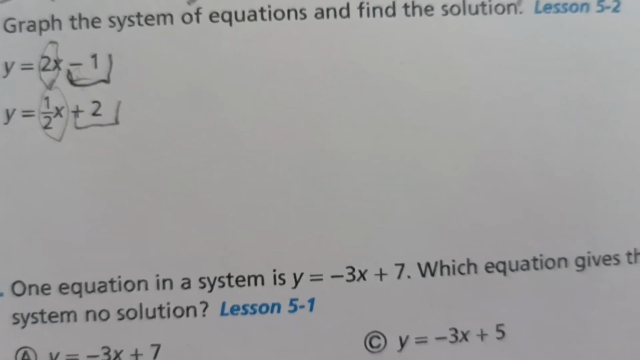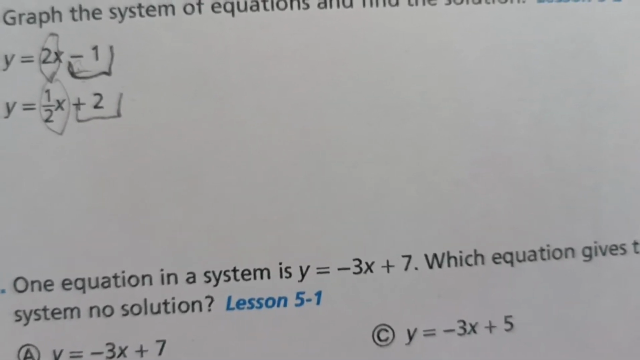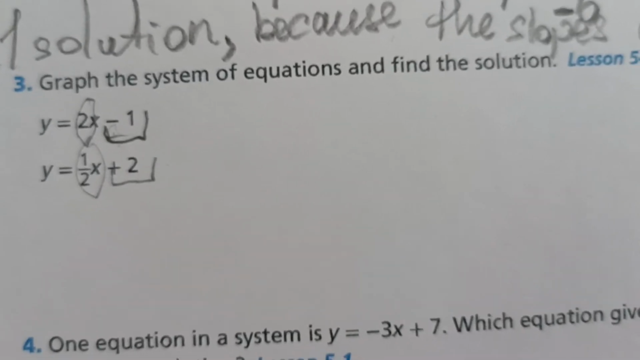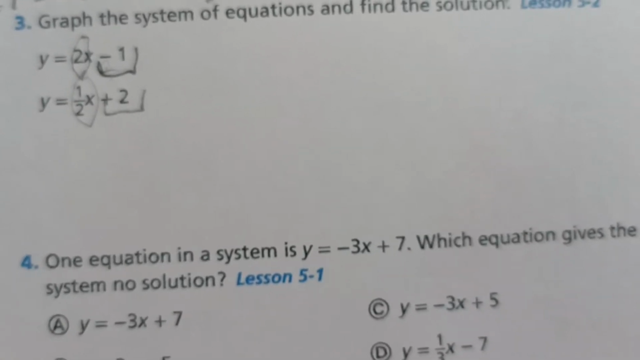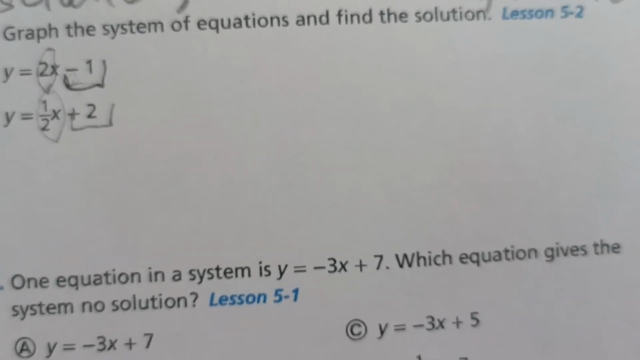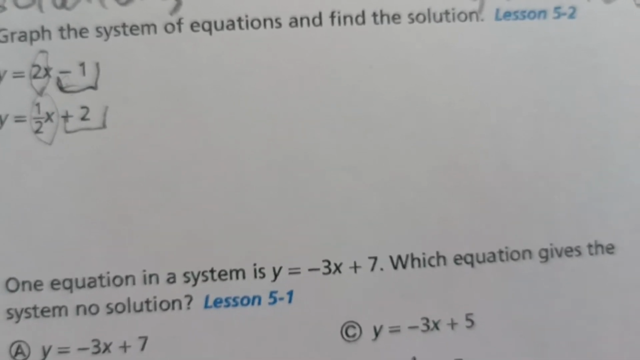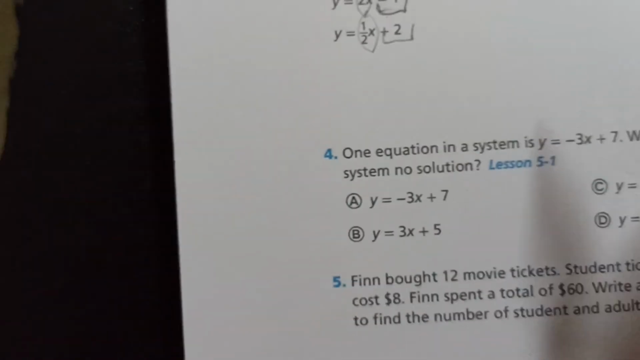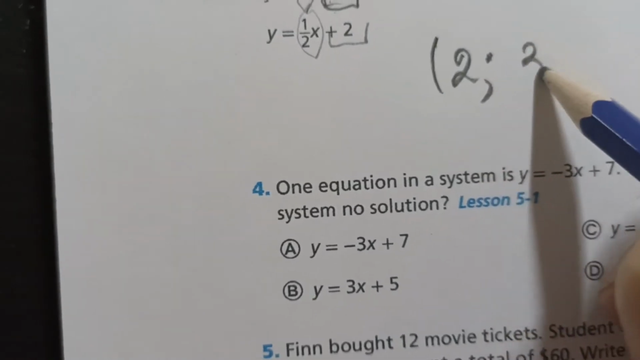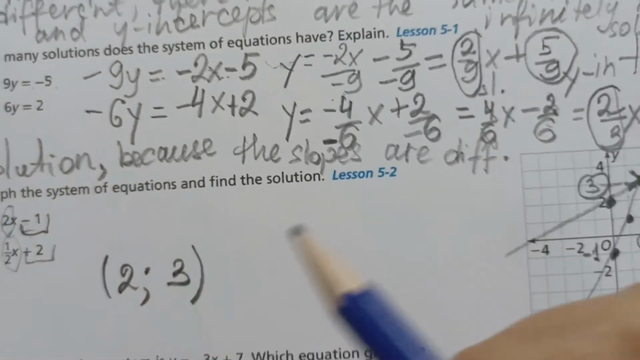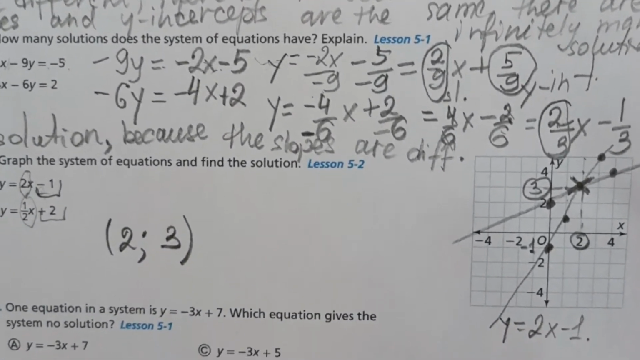Okay? So this is our line, but you can clearly see that here, this is the point where the lines are intersecting, okay? That means that this is our solution. And let us count. What do we have here? We have here x 2, and we have here y 3. So we graphed, and what is the solution? Solution is 2 and 3. This is the point where lines are intersecting.